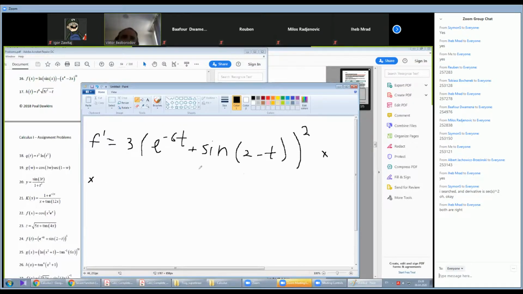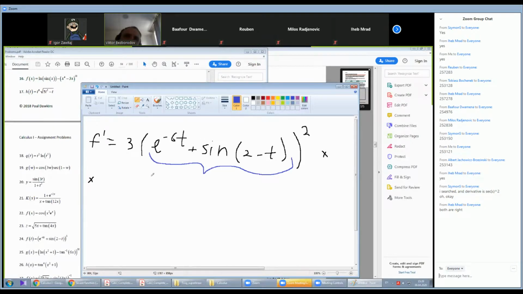Okay, times the derivative of this inner function. Now, the inner function itself can be seen as a composite function, right? So somehow you have 3 layers of composition, but this is no problem. So once again, we forget about this. So we only consider this inner function, this one, right? And we forget about 3 and about the square.